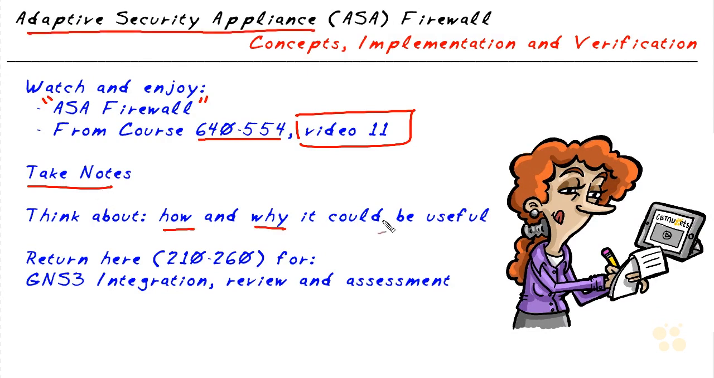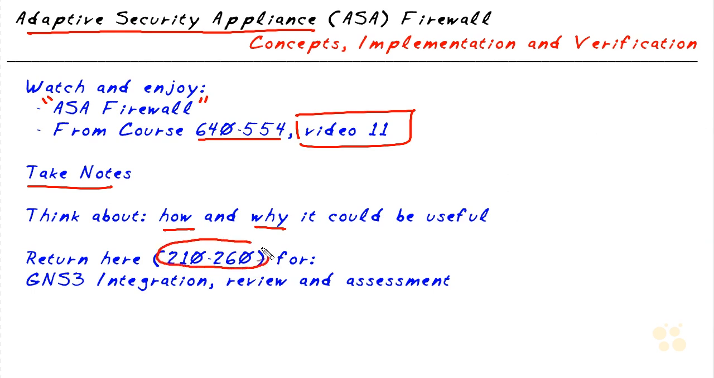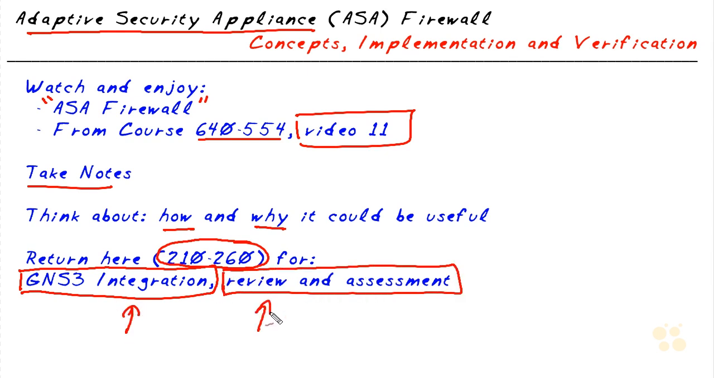And then when we're done, we'll come right back here to 210-260. And when we come back, I'll walk you through an example of how you and I can integrate an adaptive security appliance as part of a GNS3 environment. That way you'll have a home lab that you can practice on. And then after we have the topology set up in GNS3, we'll do an additional nugget where we'll walk through together the configuration on that ASA inside of GNS3. And also in that nugget, we'll do an assessment as well, just to make sure that we are getting the information that we need to and want to out of these videos.